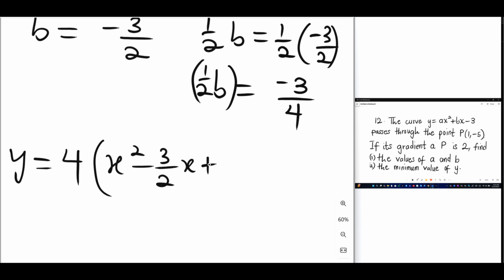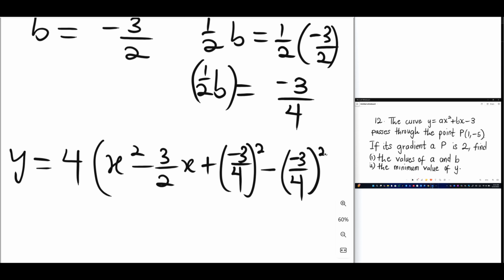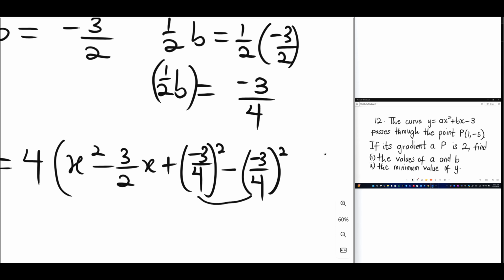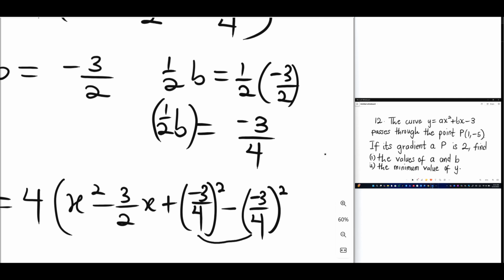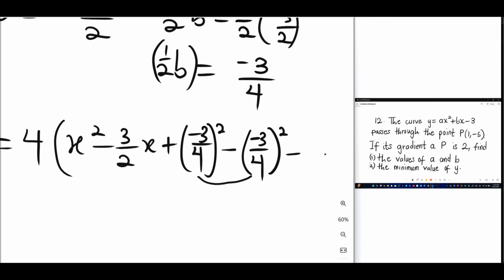Then we add half of b, the coefficient of x, squared. So negative 3 out of 4 squared. Then minus the same thing, negative 3 out of 4 also squared. We are subtracting because this minus this, the two give us 0, so it doesn't add anything to the expression. Then plus the constant term, which is negative 3 divided by 4. And close your bigger bracket.